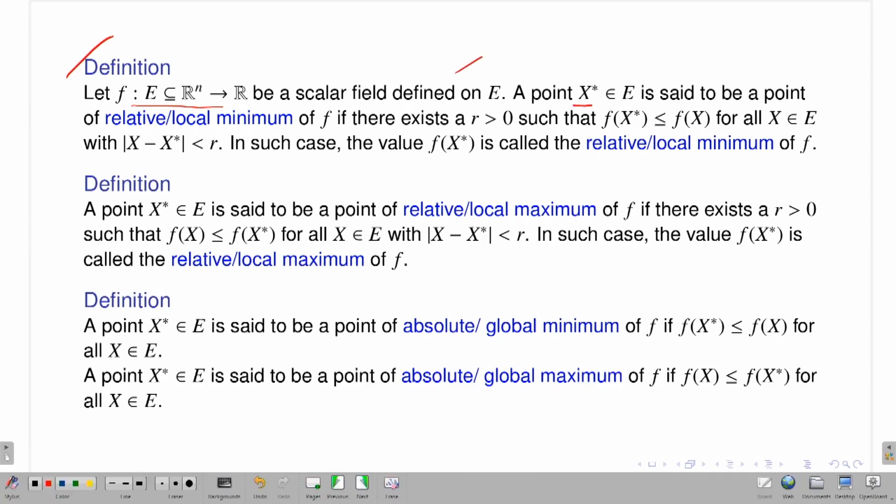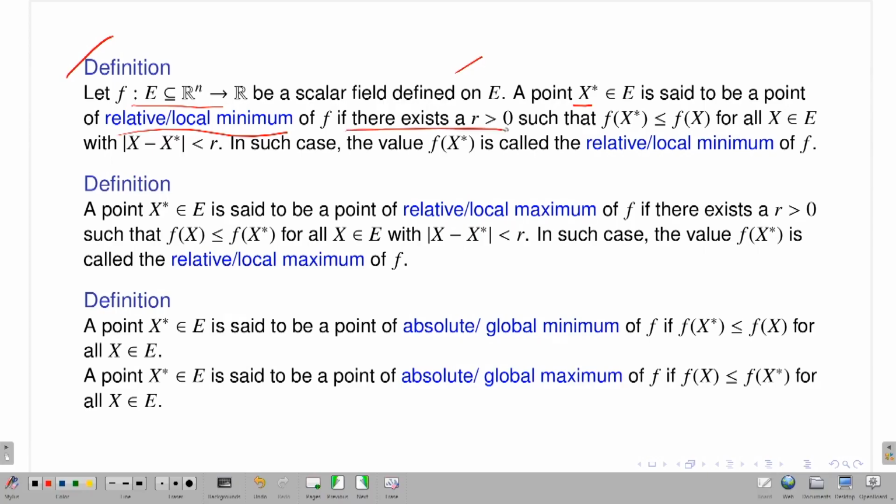A point x star in the domain E, I will say that it is a point of relative or local minimum of f. Now, the term relative or local means I want to talk about the minimum locally. Locally indicates that you have to somehow talk about a neighborhood of that point. So, that actually reflects in the definition.